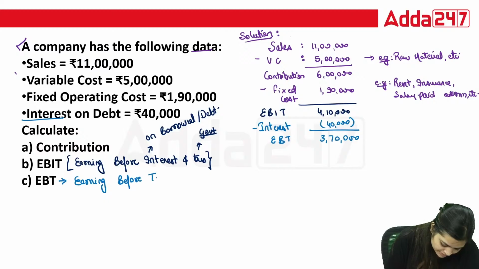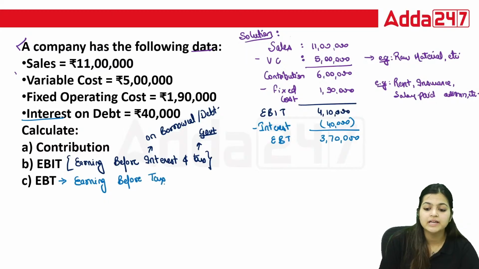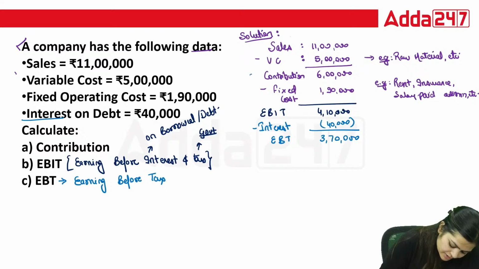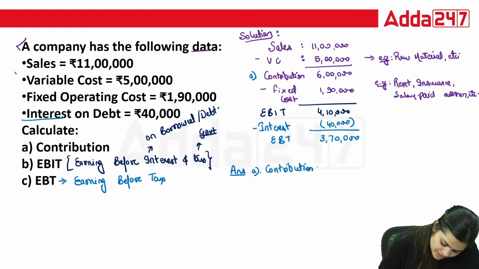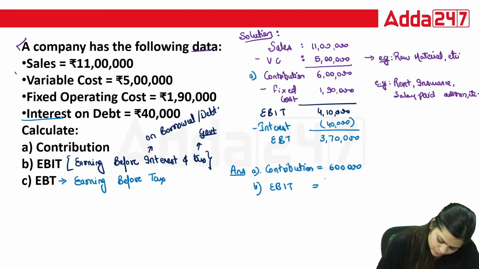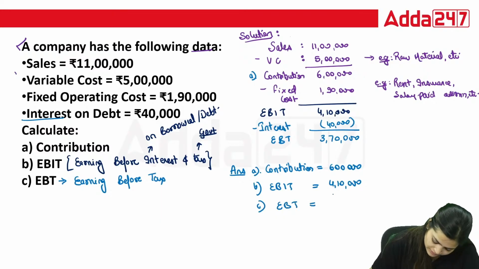before tax. Okay, so here you can say, let me write over here, answer A, contribution equal to 6 lakhs. Then B, EBIT equal to 4,10,000. C, EBT equal to 3,70,000. So these are the answers.